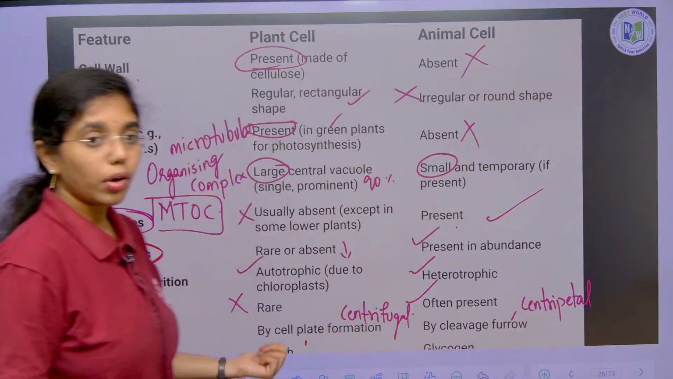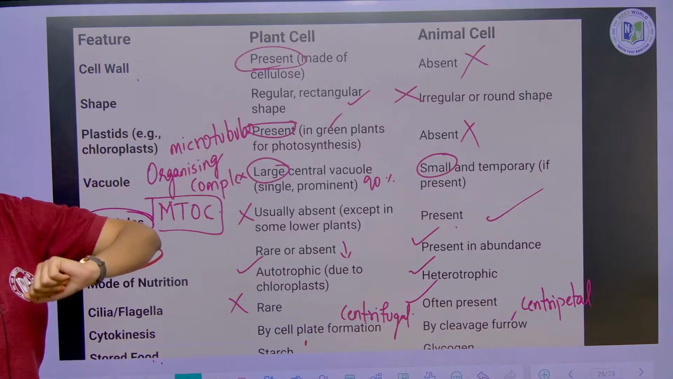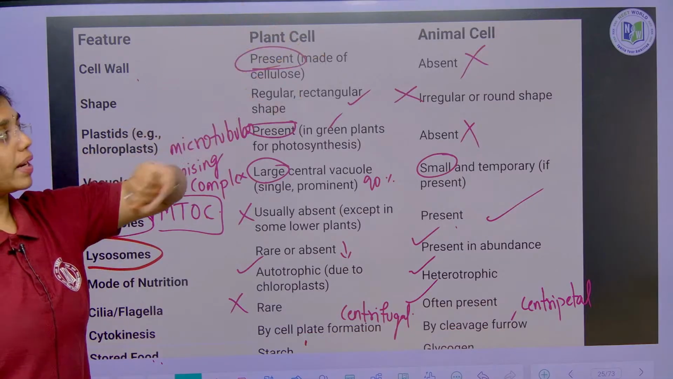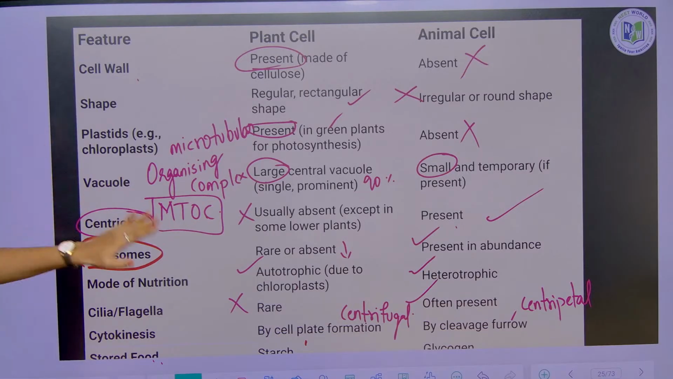This is centrifugal and that is centripetal. Stored food material in a plant cell is starch, stored food material in animal cell is glycogen. Got it? So, these are the basic differences, 80% of which you already know.